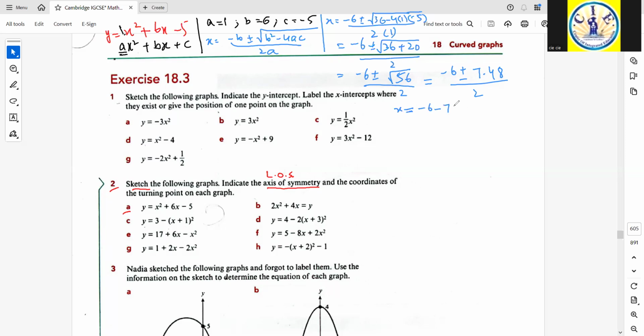-6, -7.48 divided by 2. And one value is going to be -6 plus 7.48 divided by 2. -13.48 divided by 2. So we need to divide it by 2. -13.48 divided by 2 is -6.74.